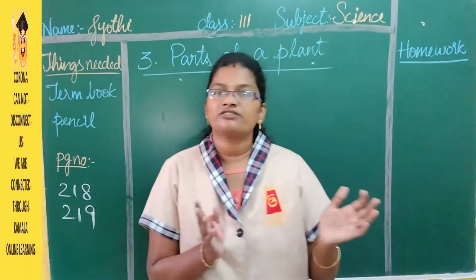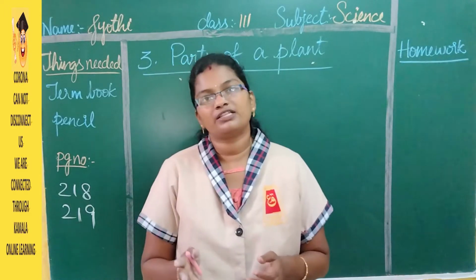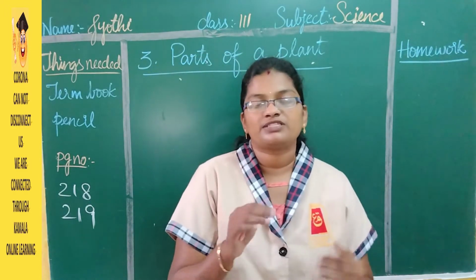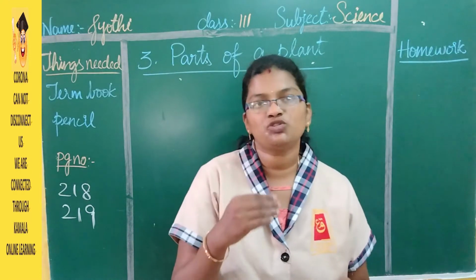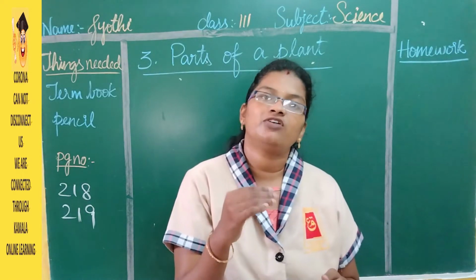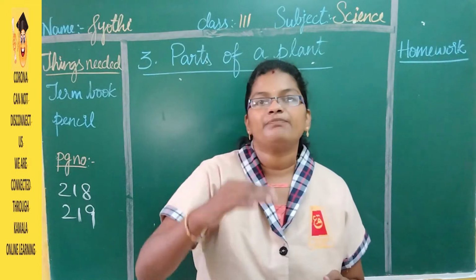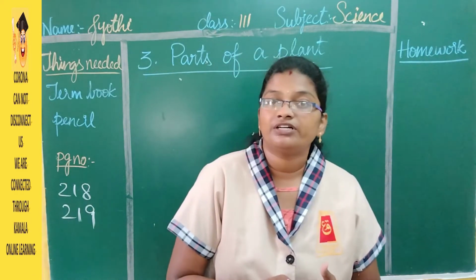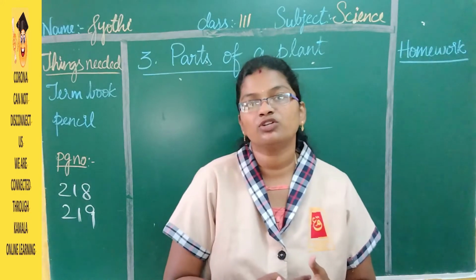We are in lesson number 3, that is parts of plant. In the previous class we have learned about the different parts of a plant. Basically there are two types, that is the root system and the shoot system. The part which is below the ground is the root system and the part which is above the ground is the shoot system.